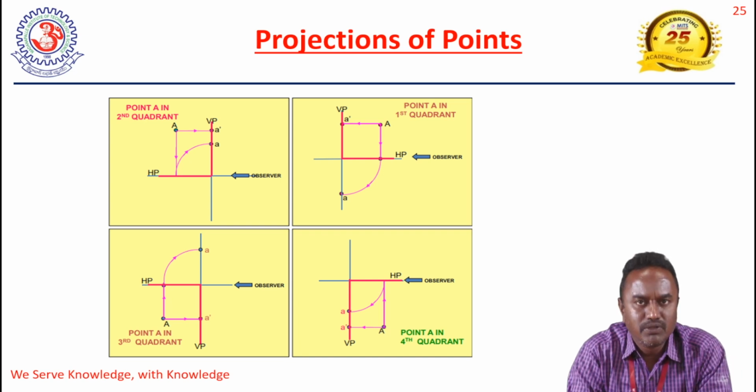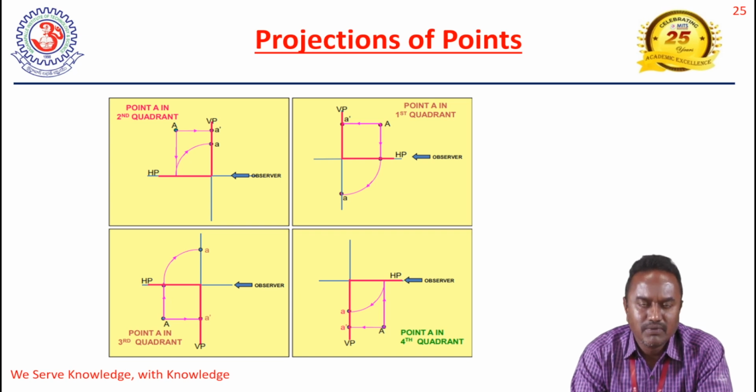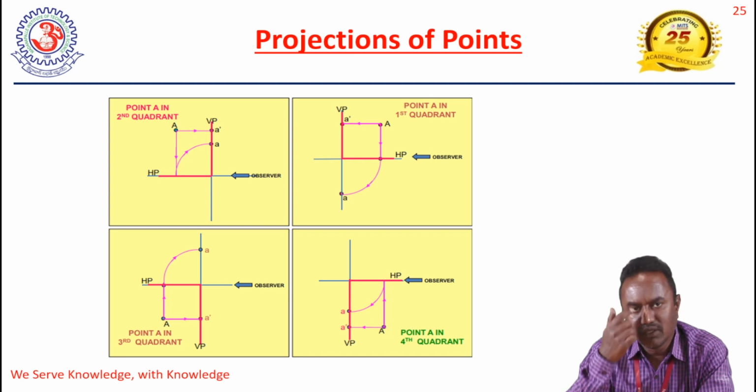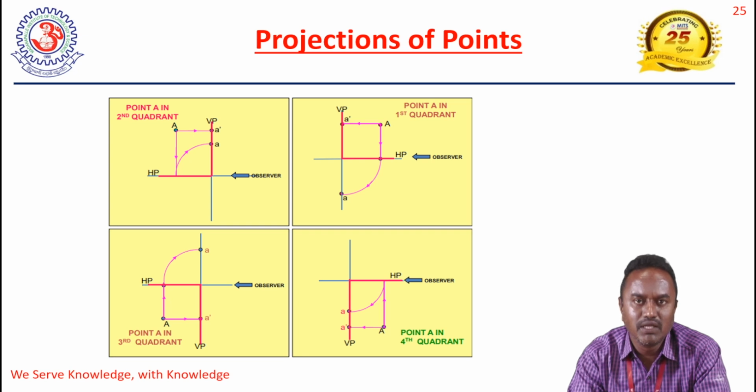So next we need to move to projections of points. In case of the projections of a point, we use this quadrant theory. First, we take the point in the first quadrant. The first quadrant is above HP and in front of VP. The point A, suppose for example the point A is in the first quadrant. When the object is viewed from the direction of the front view, you will get A dash. A dash is the front view on VP and A is the top view on HP.